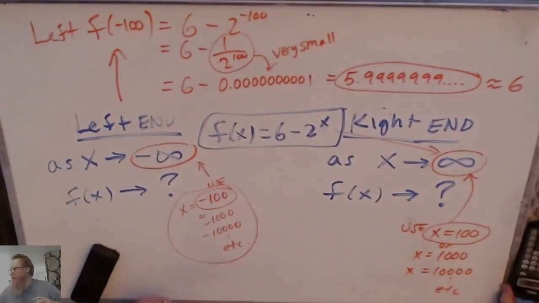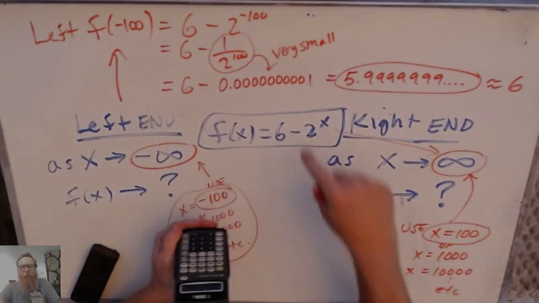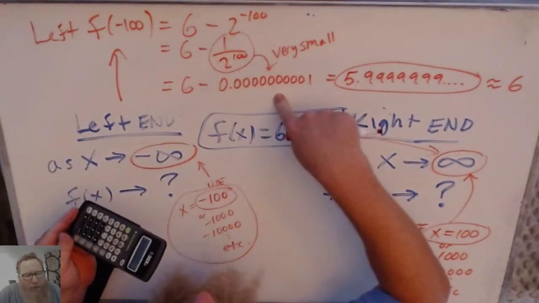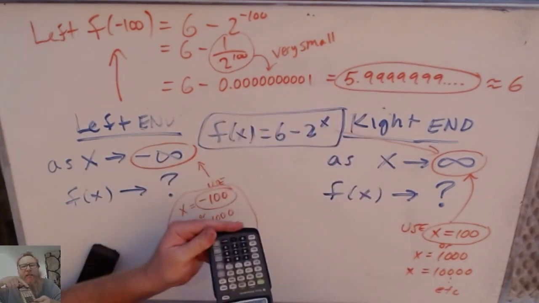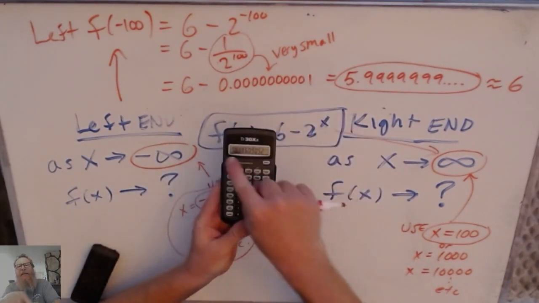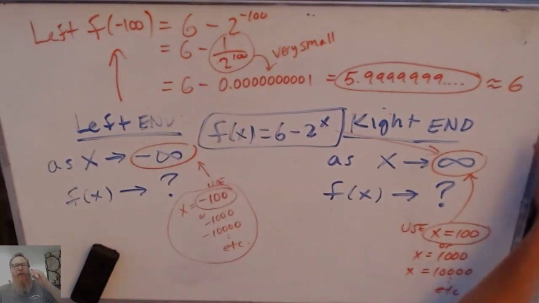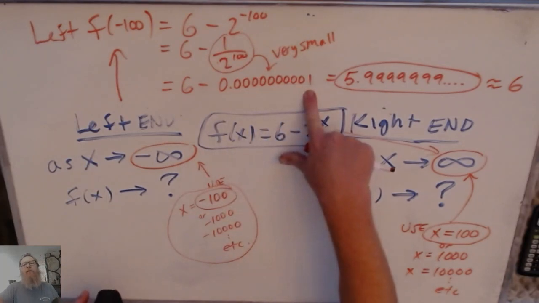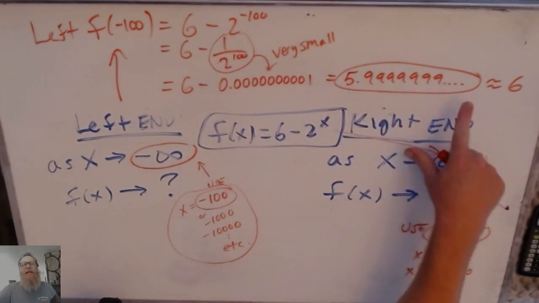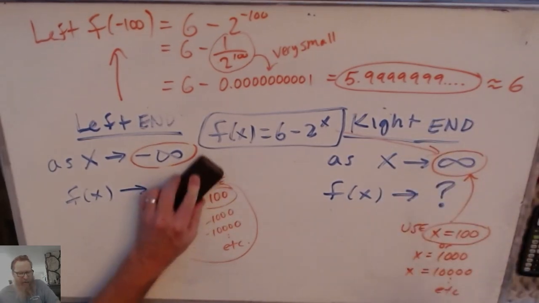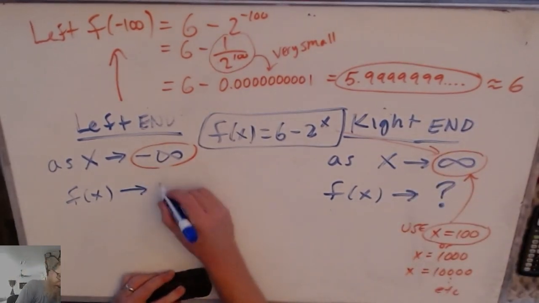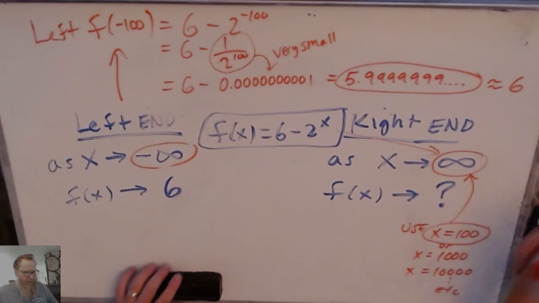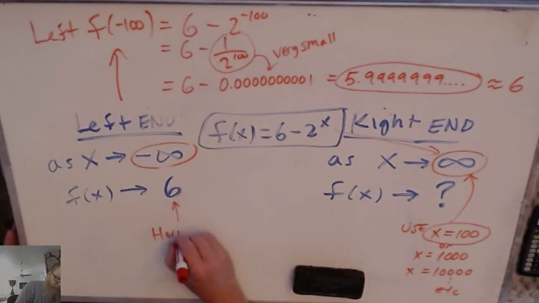In fact, some calculators, depending on what kind of calculator you have, will actually give you 0 for this value. That's not really what it is. It's just there's so many zeros that it just fills up the entire calculator screen, and you don't see anything but a bunch of zeros. My calculator gave me a long string of zeros and then 1. So that's 5.99999999. And so that tells me as x goes to negative infinity, f of x is going towards 6. Okay, this is called the horizontal asymptote.